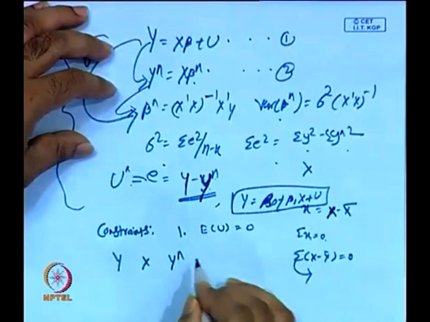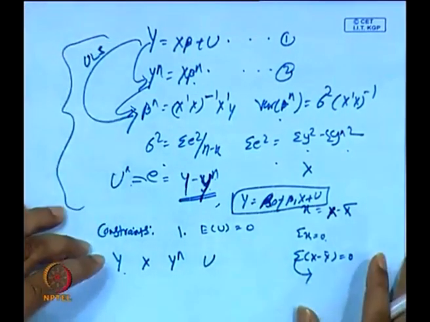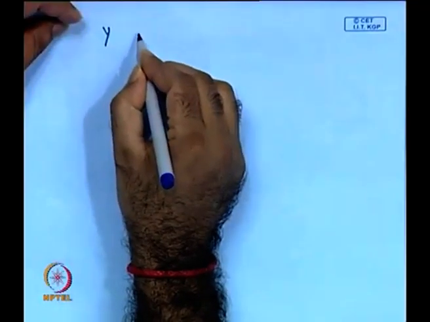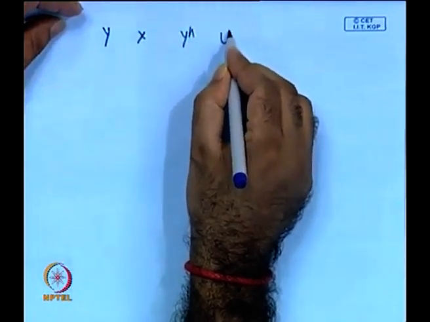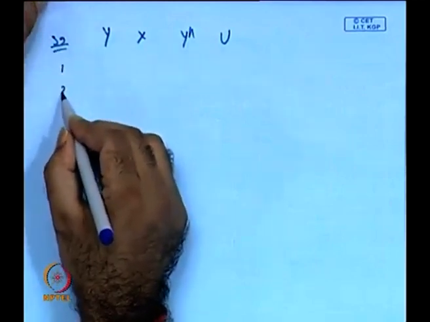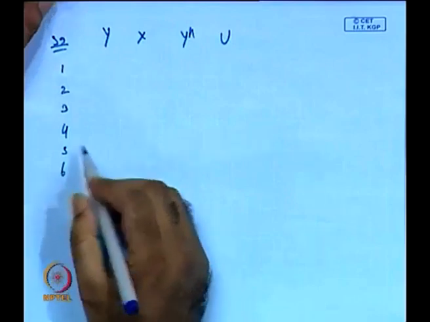Like you know, from y and x we will get y hat. Similarly you will get u. That means altogether there are four variables in the system. Let me put it another way: y, then x, then y hat, then u. This is sample information. Let's say the sample has six observations.